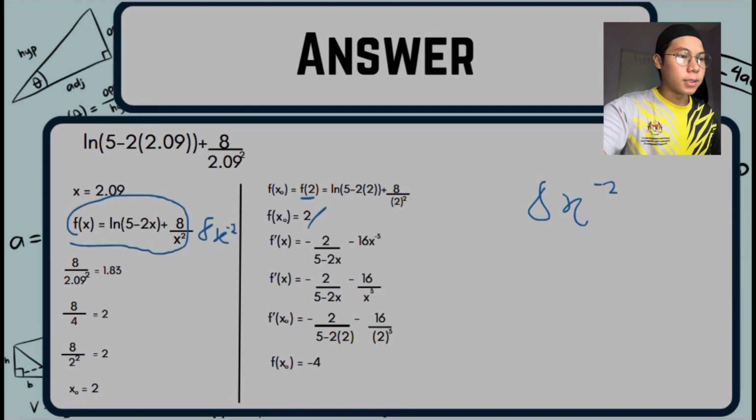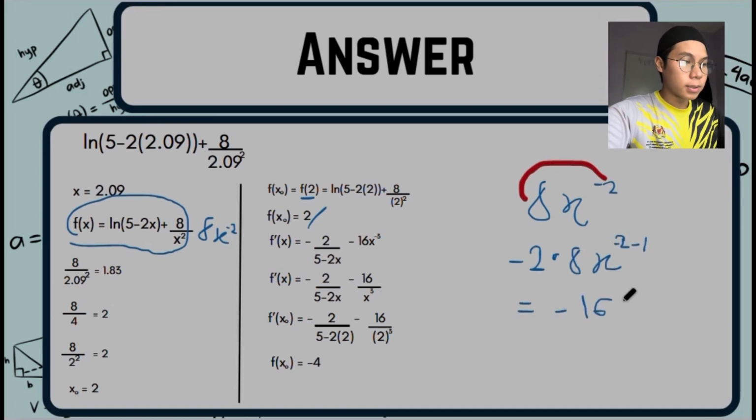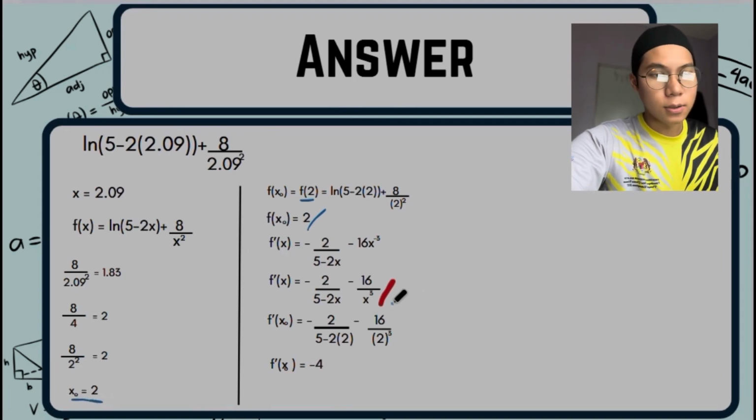So to differentiate 8x to the power of negative 2, just bring negative 2 to the front to multiply with 8. And then the power negative 2 needs to be subtracted by 1. So we will get negative 16 over x to the power of 3. So after we have done differentiating, we need to find f prime of x naught. To find f prime of x naught, we need to insert the x naught inside the derivative. So you will get f prime of x naught equal to negative 4.